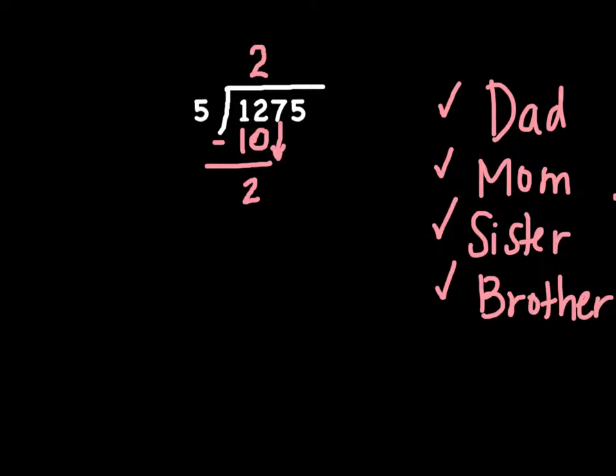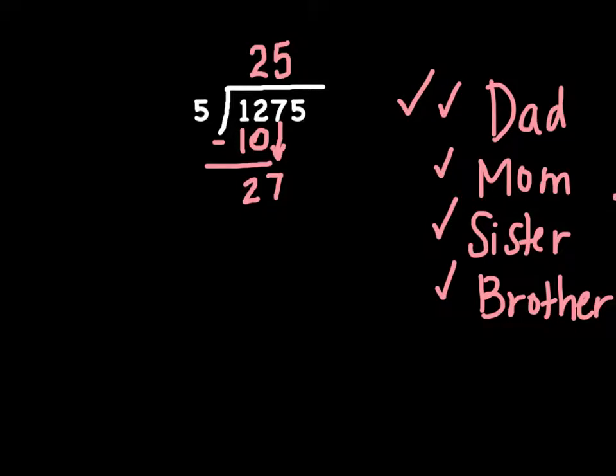So this 7 in the problem, we're going to go ahead and bring down. Don't worry about the 5 that's over here on the end. We're not using that yet. We're only going to bring down one number at a time. Now, once we are done with Dad, Mom, Sister, Brother, we go back up to the top and divide again. This time we have a 27 and that's what we're dividing the 5 into. So 5 goes into 27 5 times. So put that number up top.